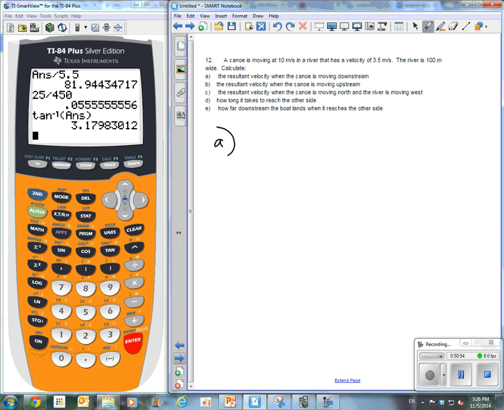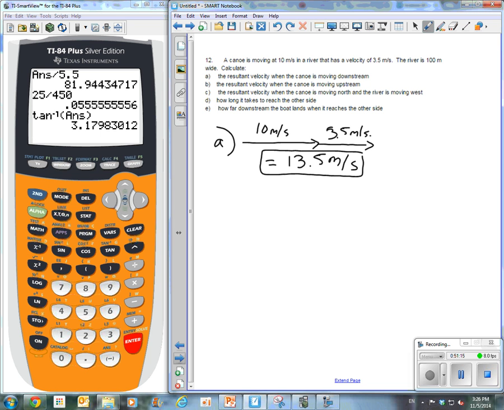If the canoe is moving downstream, that means that the river and the canoe are traveling in the same direction. So this becomes the canoe at 10 meters per second plus, we're going in the same direction, the 3.5 meters per second. So that would equal 13.5 meters per second downstream, whichever way downstream happens to be for this river.